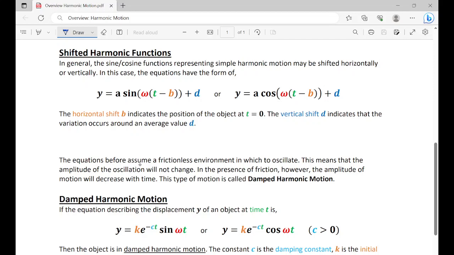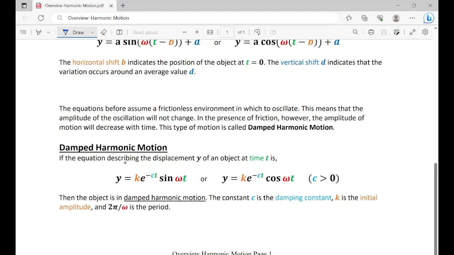The equations before assume a frictionless environment in which to oscillate. This means that the amplitude of the oscillation will not change. That's not going to happen on this planet and not with physics working the way it is. There's always going to be some kind of friction. So how do we do that? Well, in the presence of friction, the amplitude of the motion will decrease over time. This type of motion is called dampened harmonic motion.